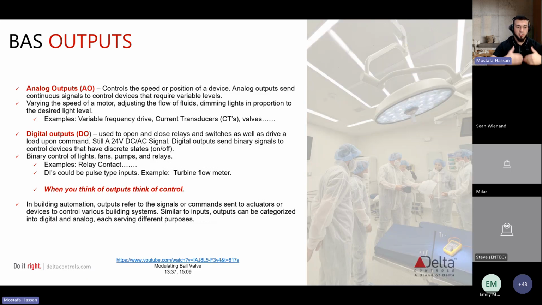So for outputs, now you're changing things in the field. You're changing things in the space. You're controlling the speed of a valve. You're changing the position of a device, or again, you are actually turning on the light, right? Turning on the light is an actual output, right? You're changing something in the space. And again, analog or digital.